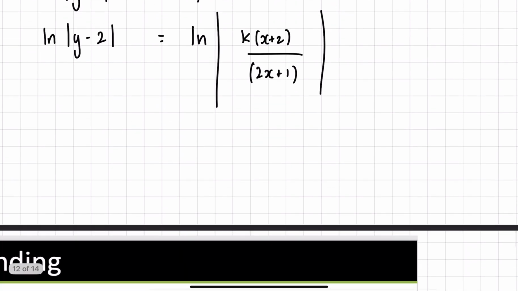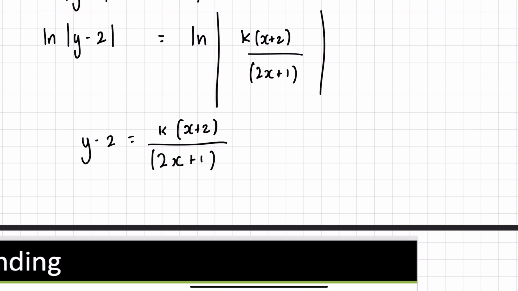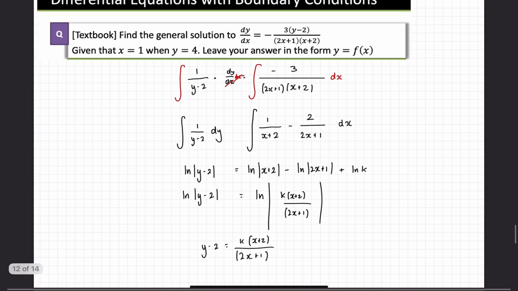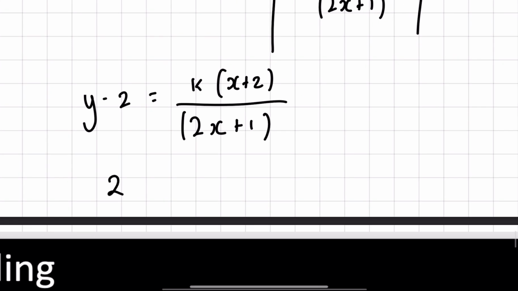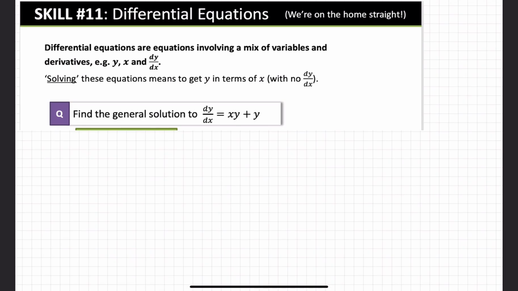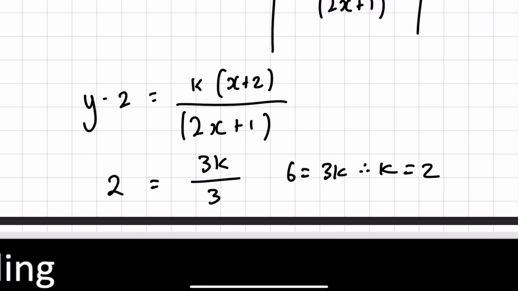So that means y minus 2 equals k(x + 2) all over 2x + 1. Lovely. Can we add the 2? Yeah, we could anyway. Right, so we have to finish this. x is 1, y is 4. Fantastic. So 4 minus 2 is 2. x is 1, so 3k over 3. 6 equals 3k. Therefore, k is 2.